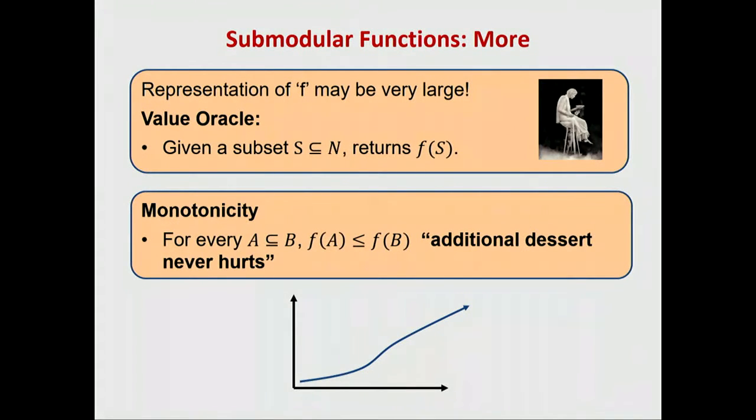Here is the last definition for now: monotone functions. We will speak about monotone submodular functions. A monotone function is a function in which additional dessert never hurts. If you add more and more dishes, the value only increases. You know this is not always the case, but in some cases you can assume this monotonicity. So for a monotone function, if you add more, you don't lose value. But in principle, you can lose value.